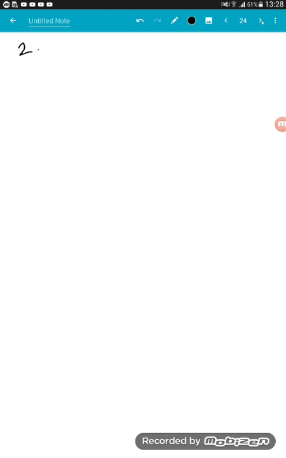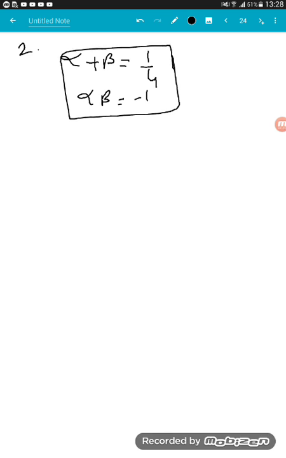For example, first we will write what is alpha plus beta, the zeros of the polynomial. Alpha plus beta, they gave it as 1 by 4, and the product they gave it as minus 1. So now if we solve, it will be x square, and alpha plus beta equal to minus b by a, so it will be minus 1 by 4, plus 1. So alpha beta they gave as minus 1, so it will be minus 1.